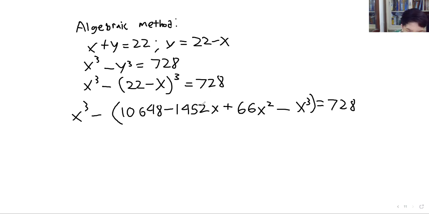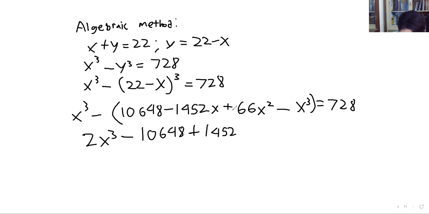So if we reverse all the signs and then add this already, that would be 2x cubed, reversed. So 10,648 reversed plus 1,452 and minus 66x squared. Oops, there should be an x here. Anyway, that equals 728. So there's this 728. We have to put that here and transpose it here. It will make it negative.